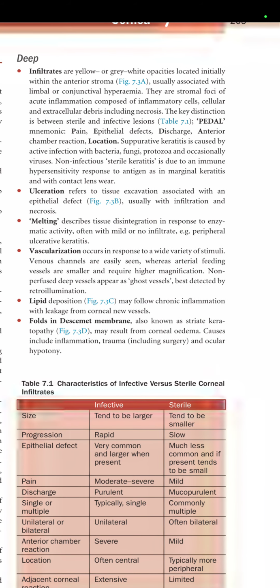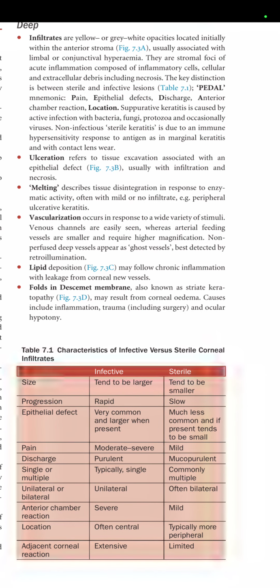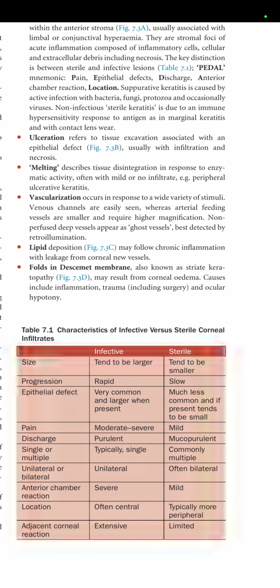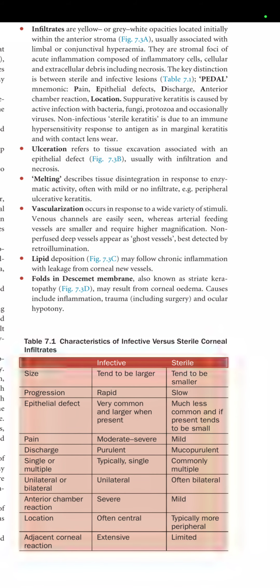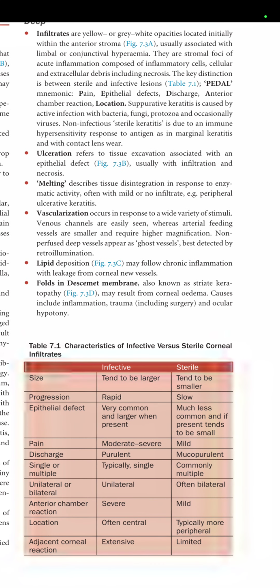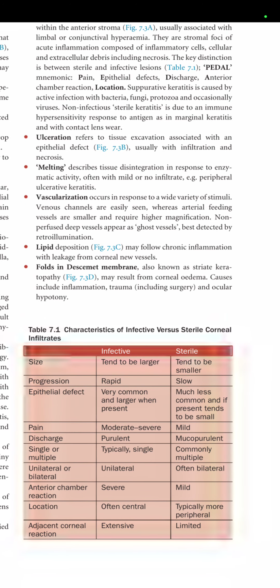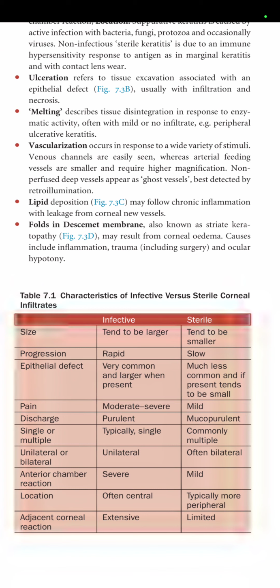So what we have to do is identify whether it is a sterile lesion or some kind of infective one. Then we have to discuss the PEDAL mnemonic. PEDAL mnemonic is pain, epithelial defect, discharge, anterior chamber reaction, and location. We are going to see table 7.1, characteristics of infective versus sterile corneal infiltrates.